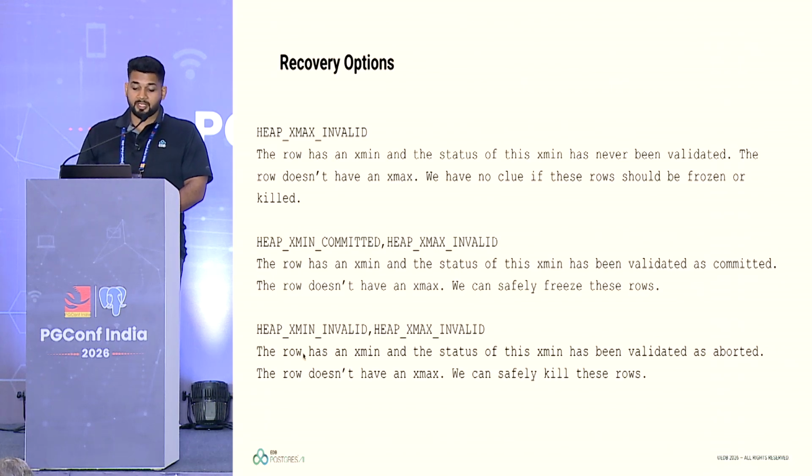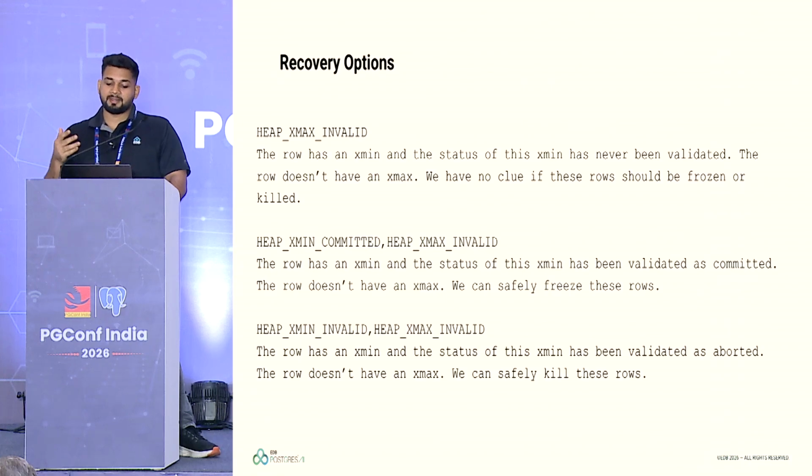And heap xmin invalid, heap xmax invalid is basically this row is known to be, the xmin is known to be aborted. And the reason it is known again is because somebody tried to look it up. The moment you try to look up a particular page, all the tuples within the page go through this visibility check. So if your relation page has 10 rows, and you try to read a single row, it doesn't mean that Postgres will check the transaction ID status of that single row. It will do so for all the tuples or the rows within that page.